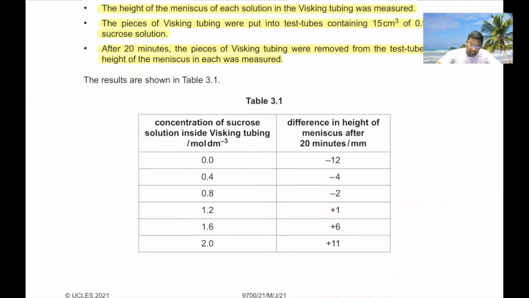Okay, so we can see the concentration of sucrose solution inside the Visking tubing. When it is 0.0 mole per dm cubed, the difference in height of the meniscus after 20 minutes is -12. So we can see water moves out. In all of these 3, water moves out.